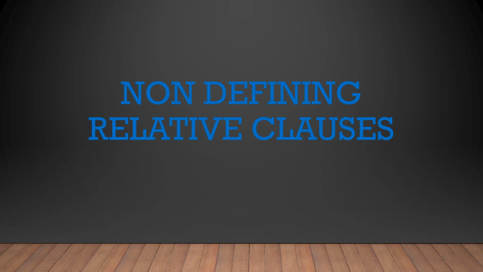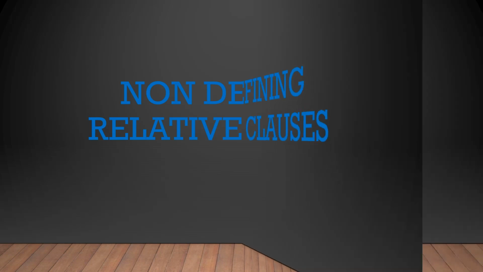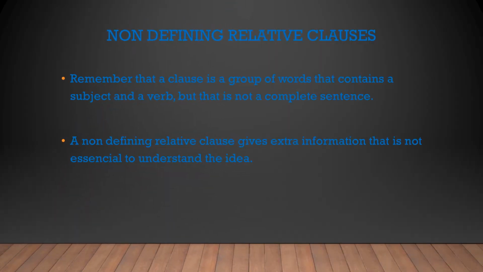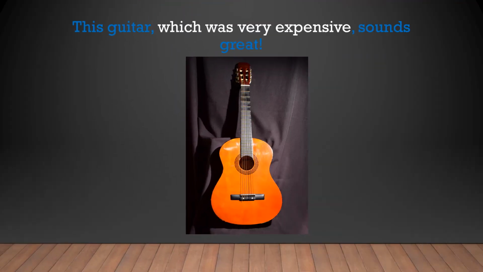Non-defining relative clauses. Let's remember that a clause is a group of words that contains a subject and the verb, but that is not a complete sentence. Now, a non-defining relative clause gives extra information that is not essential to understand the idea. For example, this guitar, which was very expensive, sounds great.